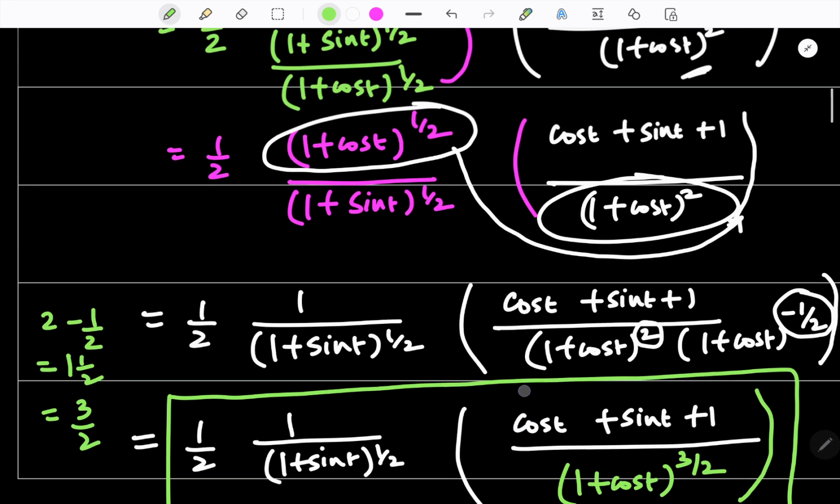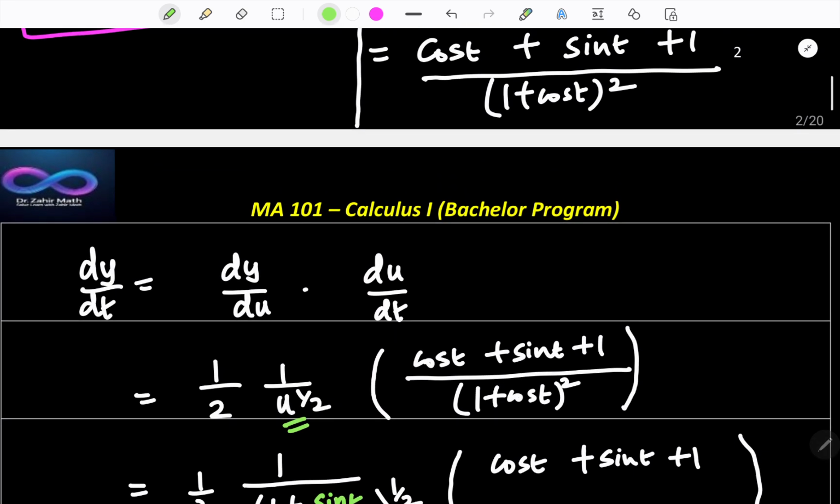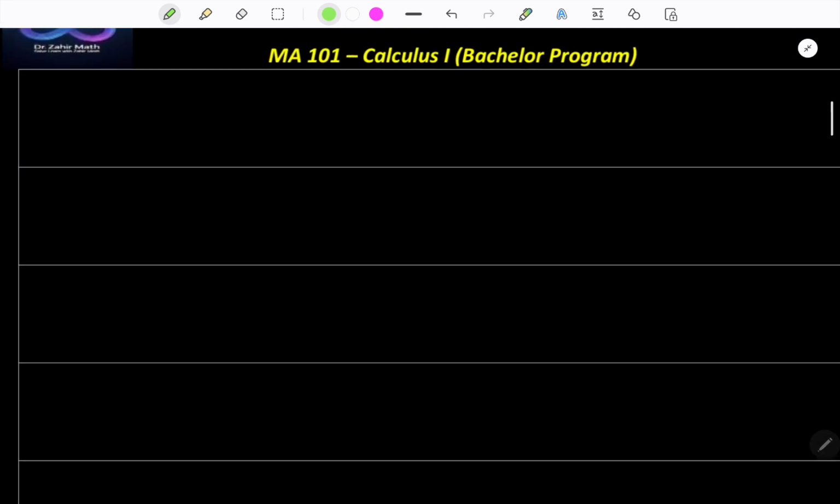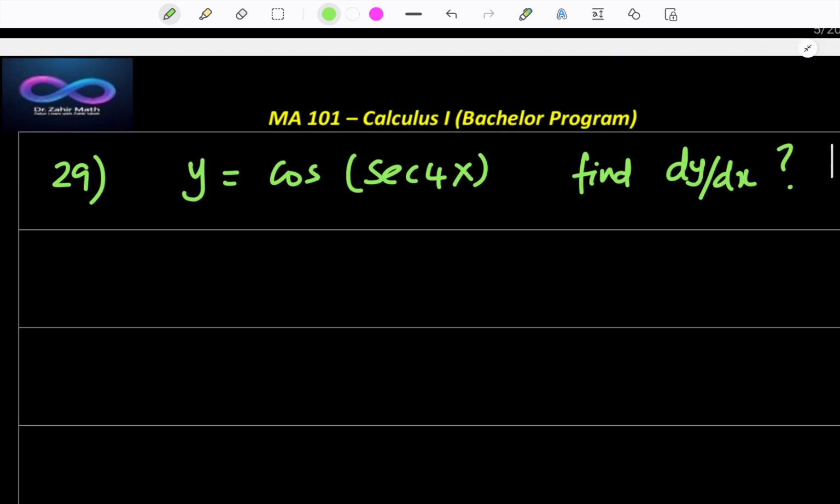So this is your answer. There is a little simplification process you need to do. Can I stop it here, teacher? No, because there is a common term here and there is a common term here. So you need to try to simplify this. Right. Let's go to the next question.